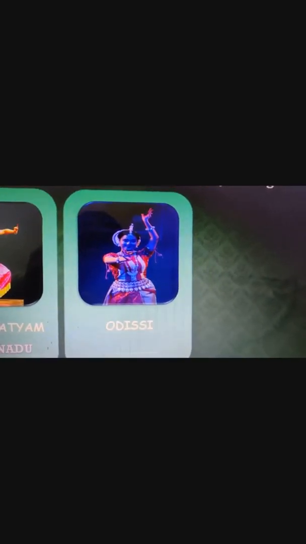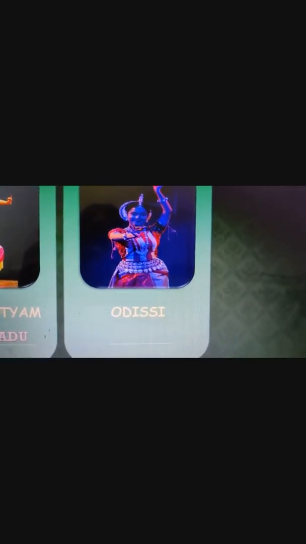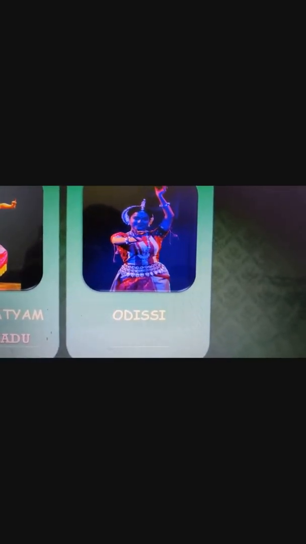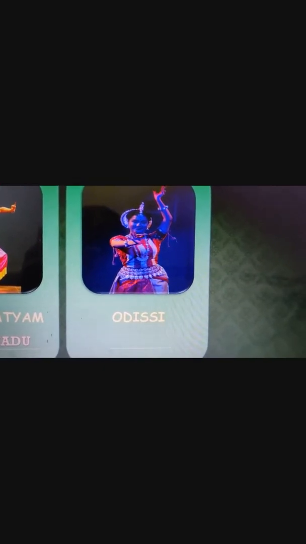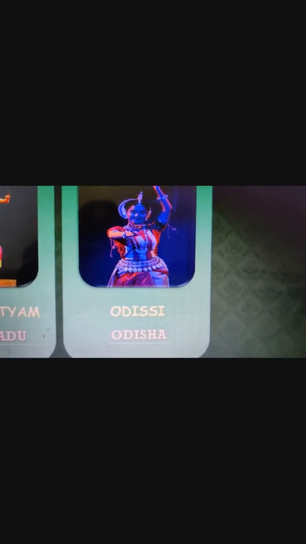Okay, coming to the second one. Which dance is it? Odissi. So, as the name suggests, from where does it belong? Yeah, students, you can guess because it's very easy. That is Odisha.